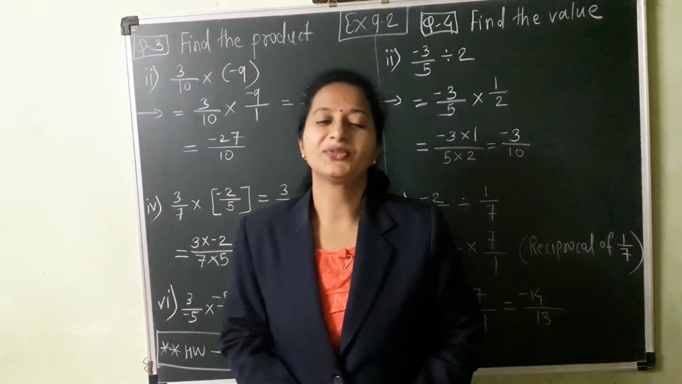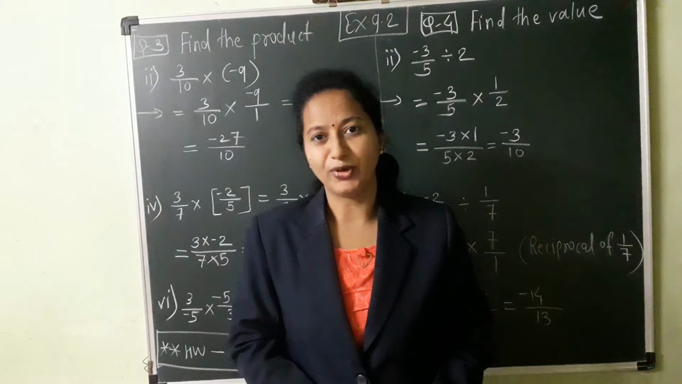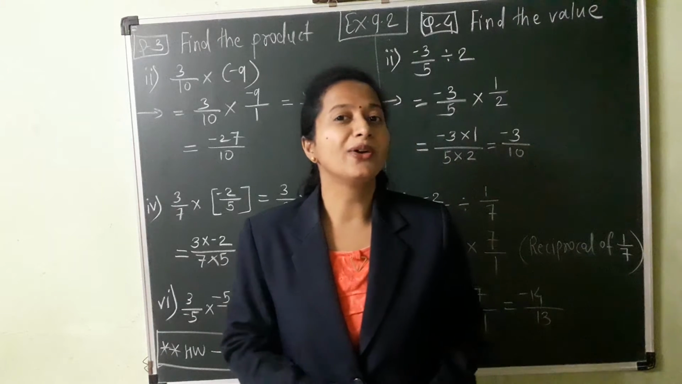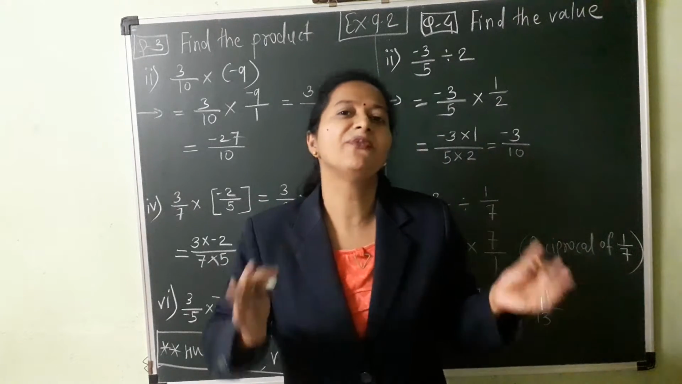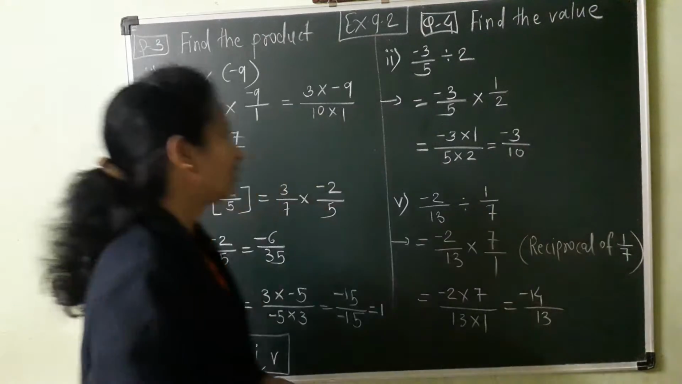Very good morning, students. Today we are going to see question number 3 from exercise 9.2. In question number 3, we have to find the product. As you know how we find the product in fractions, in the same way here also we have to find the product between two rational numbers. What do we have to do here?